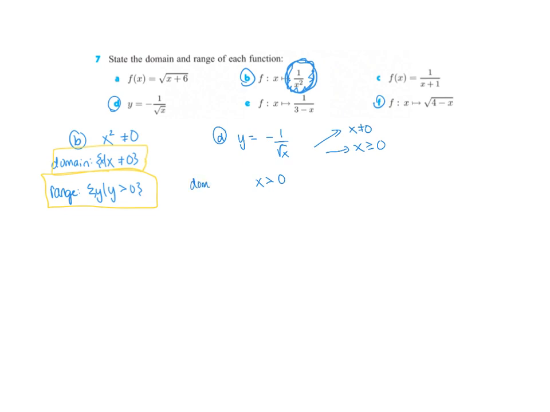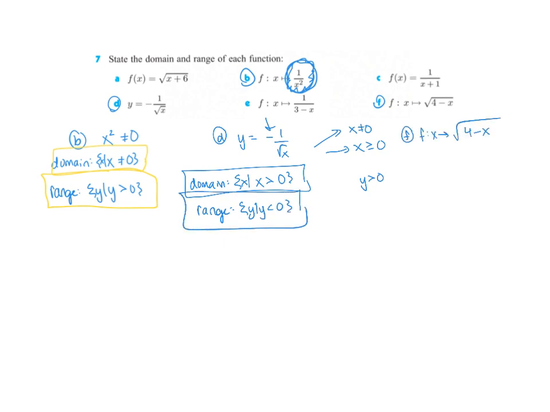So that's the domain. Now the range for this one, so this one has a negative outside, so it's actually been reflected over the x-axis. So usually the range is greater than 0 as well, but since this has been reflected over the x-axis, the range will really be less than or equal to 0 because of that reflection. Okay? Alright, and then in letter F, we have a square root.